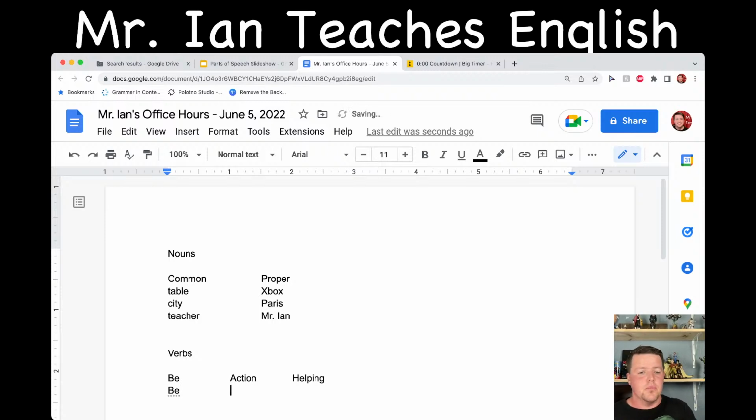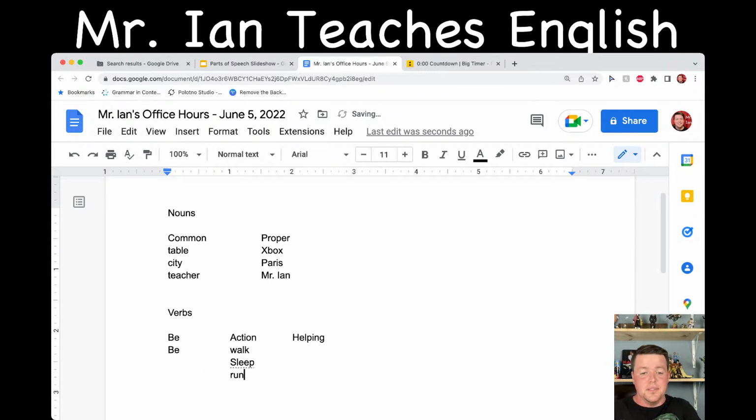The next type of verb are those action verbs. These are basically any verb except be. Anything you can do. Walk, sleep, run, anything that you can do. These are special, and it's important to know the difference between these because when you're building sentences, when you are creating questions, it's important to know how these work.